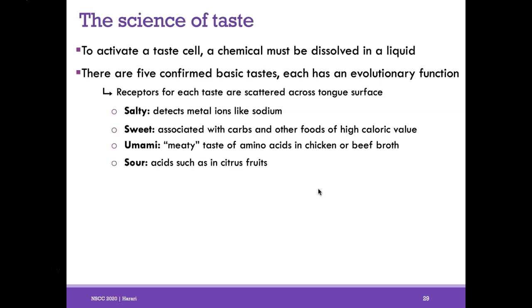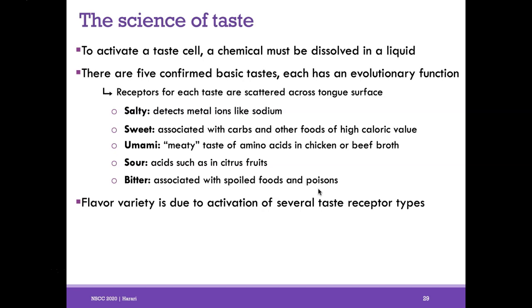We have sour receptors that detect acids, such as in citrus fruit. And these can help us know if something is spoiled or not. Something tastes sour when it's spoiled. And similarly, bitter receptors help us know if something is a poison or something is spoiled. So some plants use bitter compounds in their flowers to deter animals and humans from eating their fruits.